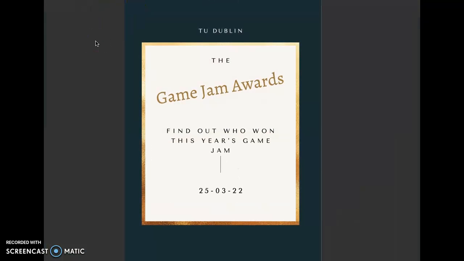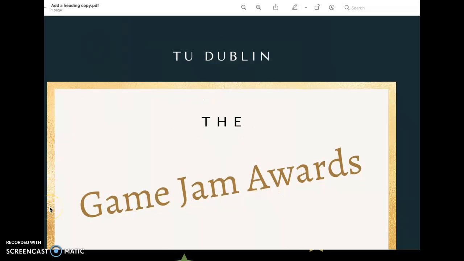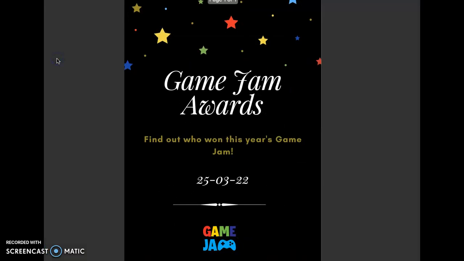Now it kind of went with a different theme, but I created it on Canva. I think it worked really well. The layout I really liked. I didn't end up using that on the social media in the end. However, I did use this one, so it was kind of going with the colour scheme, and just basically Game Jam Awards, find out who won this year's Game Jam, and then the date that the awards were going to be announced, and then the Game Jam logo at the end. So I just changed all the colours of the stars to the same colour as the logo.